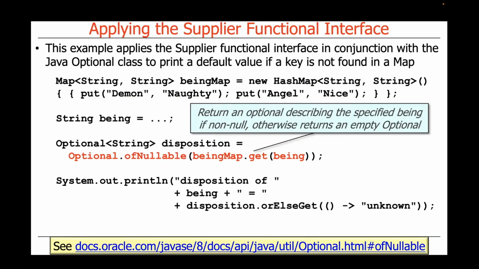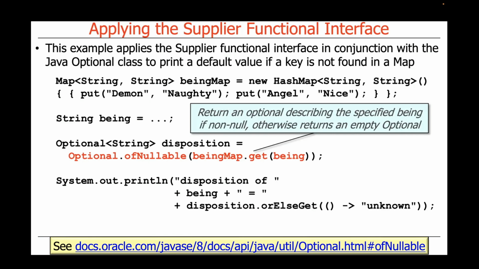So to avoid having to deal with null pointers, what we're going to do is we're going to say beingMap.get, and we're going to pass in the beingName that was given to us by the user. Now that could come back with the corresponding disposition like naughty or nice, but it also might come back with a null if there's no mapping. So what we're going to do is we're going to wrap that call with the Optional.ofNullable factory method.